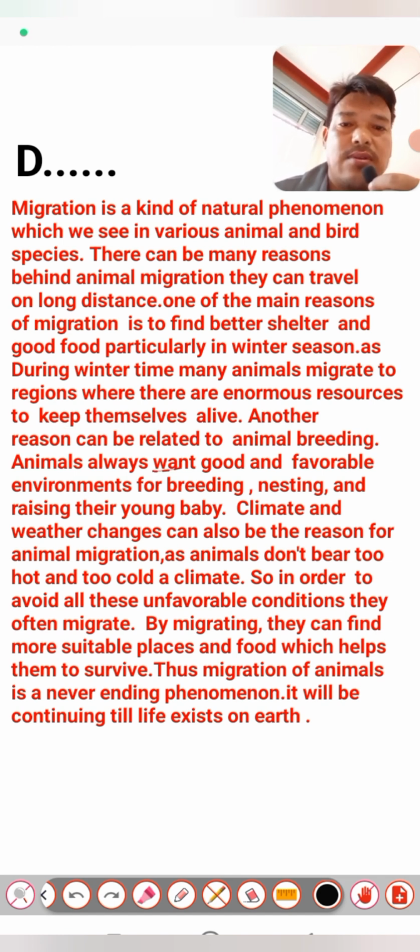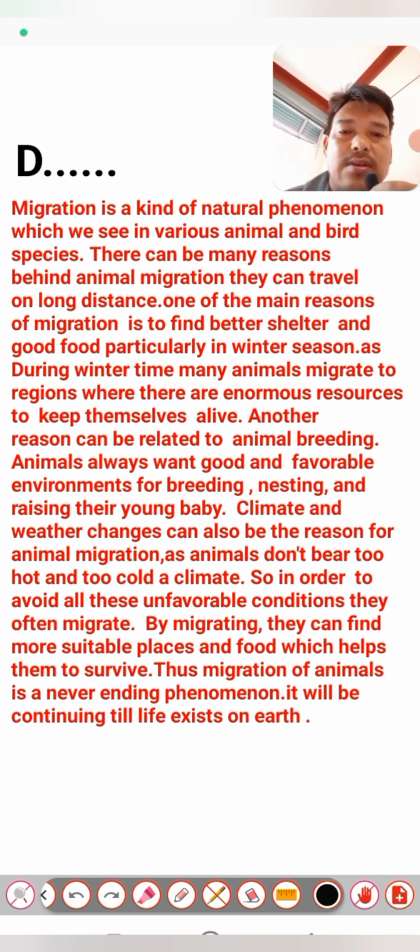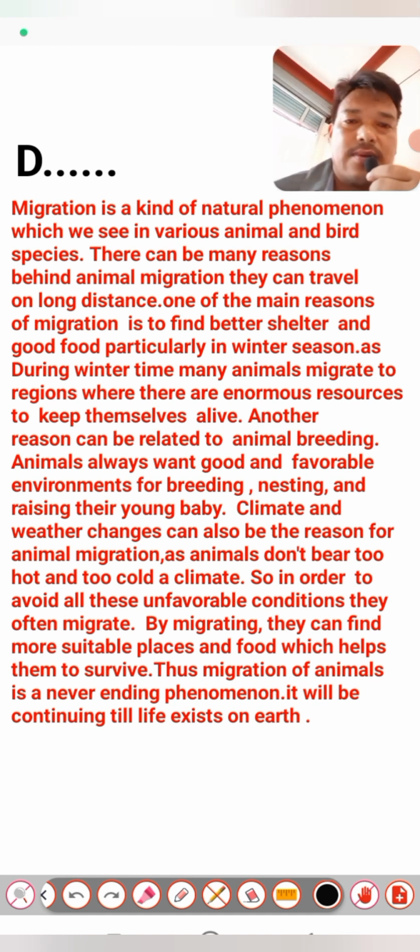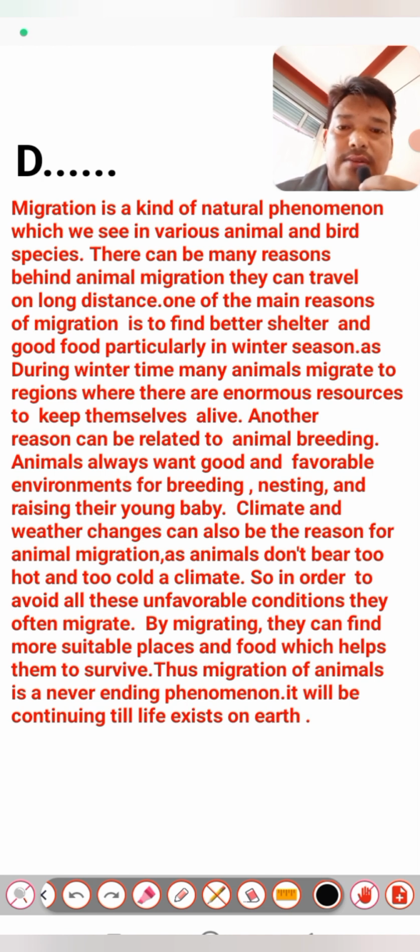Another reason can be related to animal breeding. Another reason behind migration is breeding, because animals always want a good and favorable environment for their breeding time, nesting and raising their young, so that they can raise their babies carefully. And climate and weather change can also be another reason. Most probably climate change and weather may be another reason for their migration.